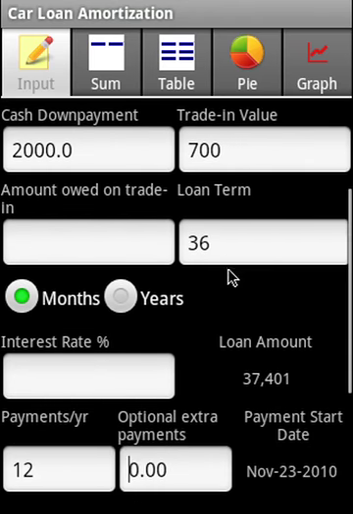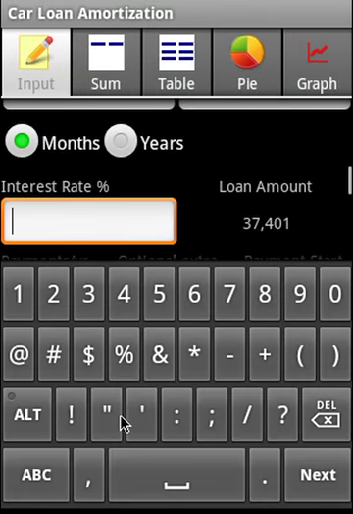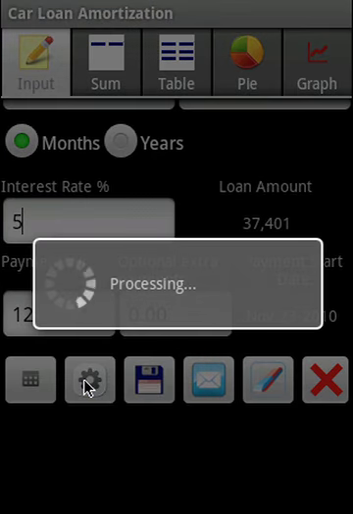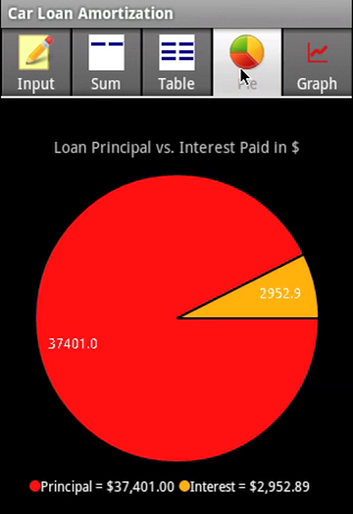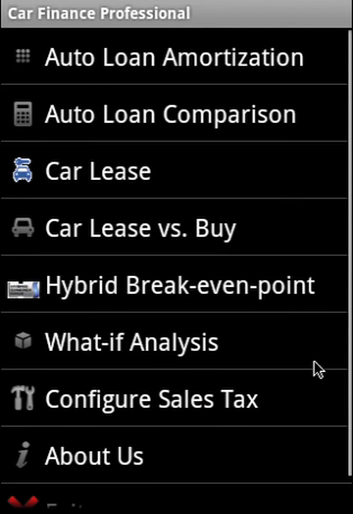All right. So see what has happened here. We have forgotten to enter the interest. Let us say a 5% interest rate, and now recalculate. So we see the monthly payment and total interest. We see the amortization table, the pie chart of the principal versus interest, and a graph of how the balances will look over a period of time.